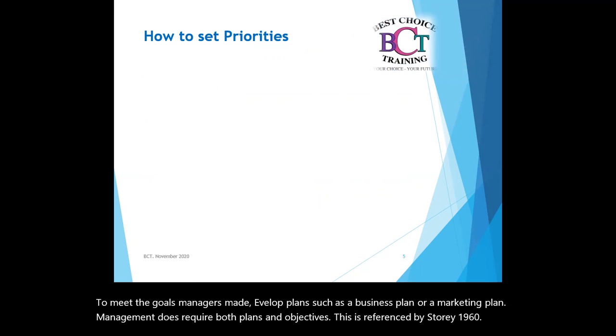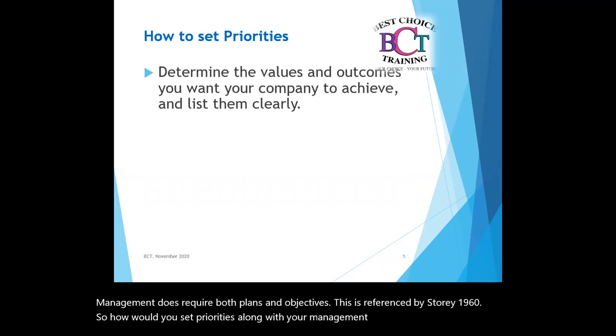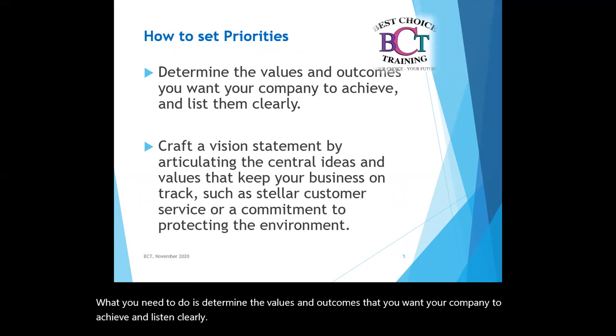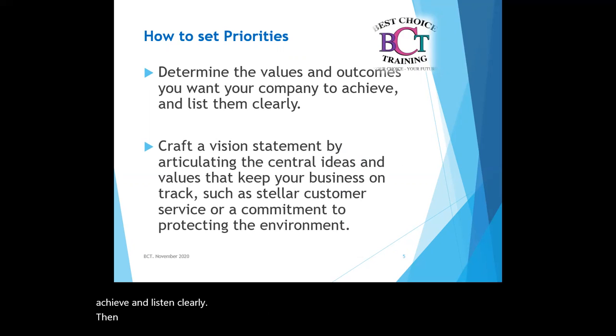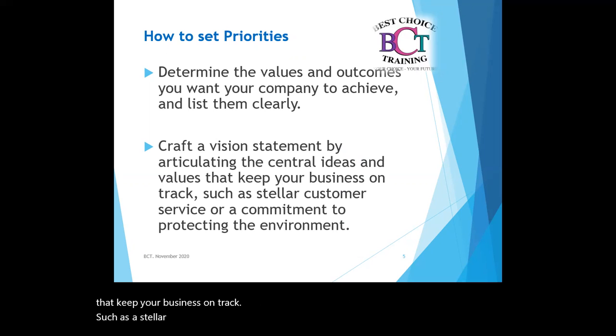So how would you set priorities along with your management targets? What you need to do is determine the values and outcomes that you want your company to achieve and list them clearly. Then you need to craft a vision statement by articulating the central ideas and values that keep your business on track, such as stellar customer service or a commitment to protecting the environment.